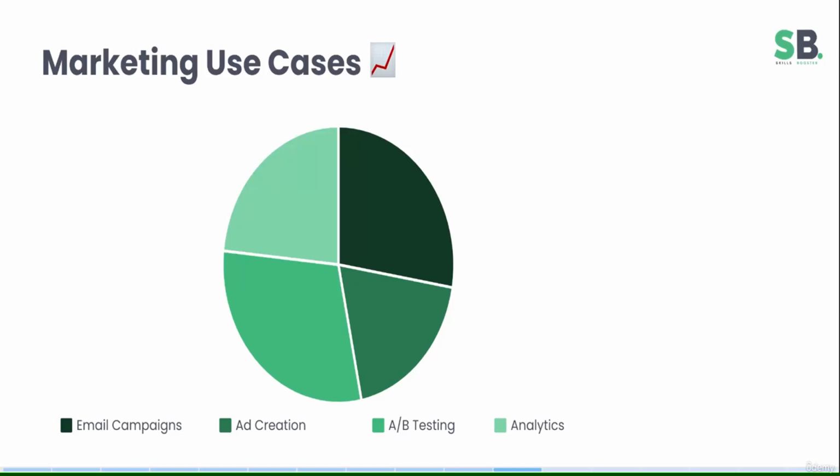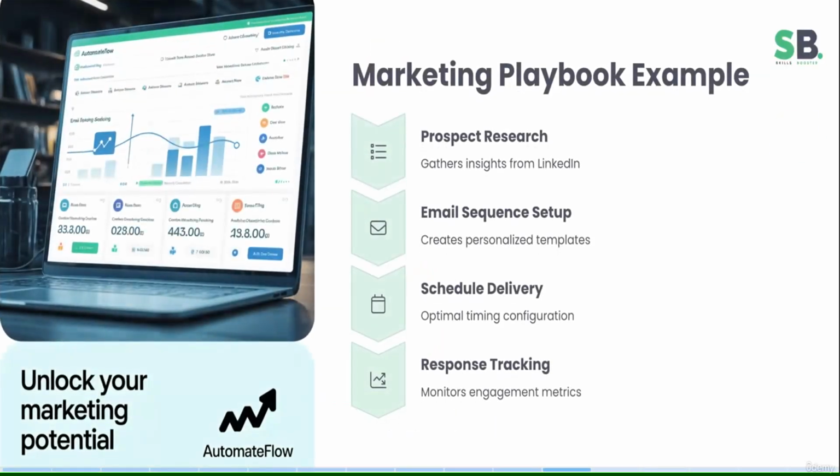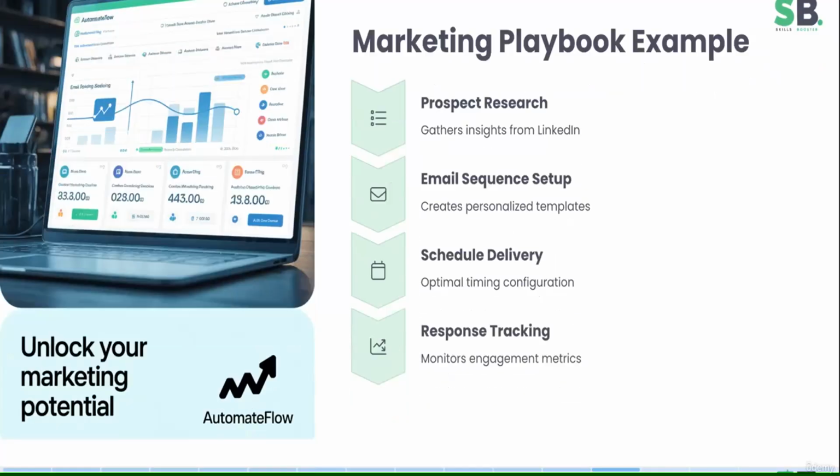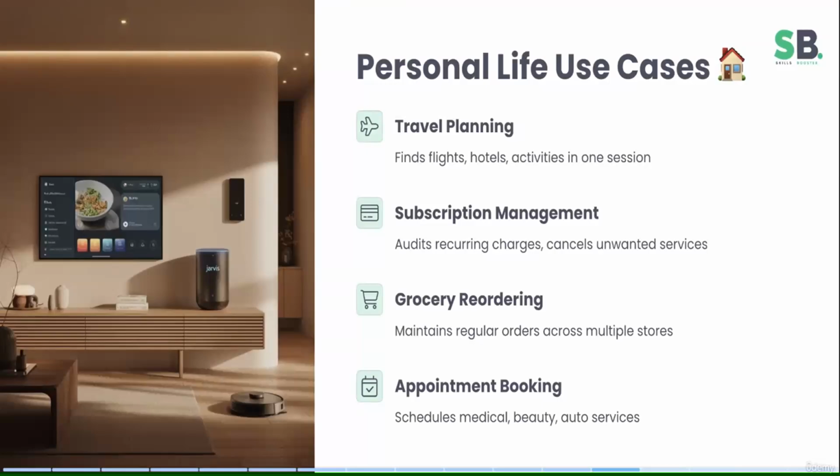For ad creation, A/B testing, and analytics, in all these cases, Operator can be a valuable helper on a regular basis. If we talk about the basic marketing playbook example, you can do prospect research and gather insights from LinkedIn. After that, you can do ML sequence setup, which creates personalized templates, schedules delivery, configures optimal timing, and tracks responses, monitoring engagement metrics.